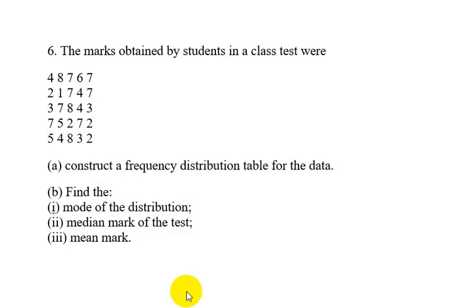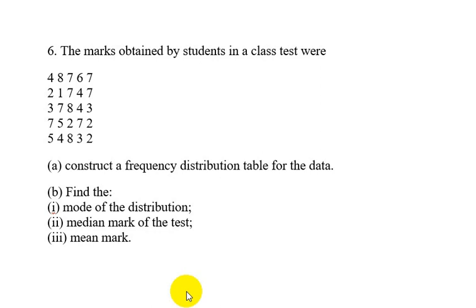Now number 6 is also another interesting question, a frequency distribution table where we are to find the mode, median, and the mean mark. Okay, so we will draw our frequency distribution table, then find the mode, the median, and also the mean. So let's get straight into it.